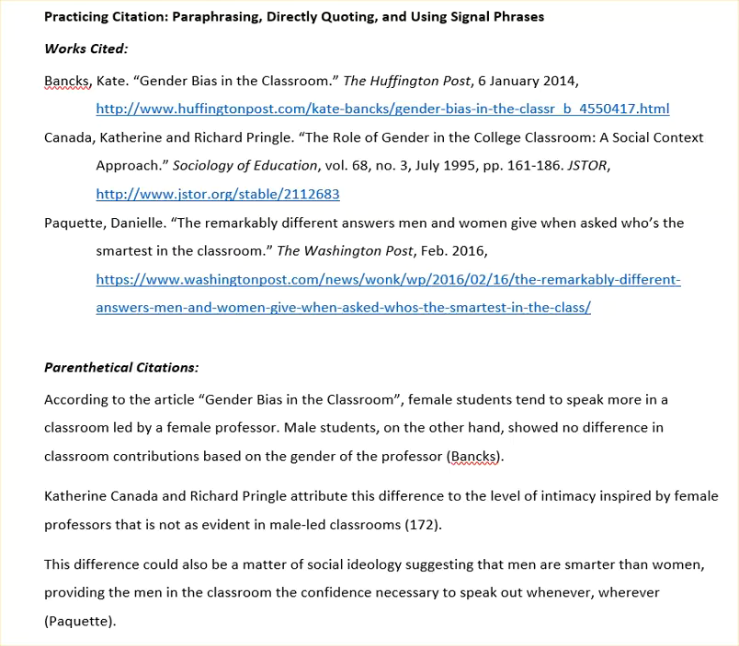Okay, I wanted to go over a few things with citations to help you out as you revise your papers or work on future papers. First, let's take a look at this works cited page that I've provided here.